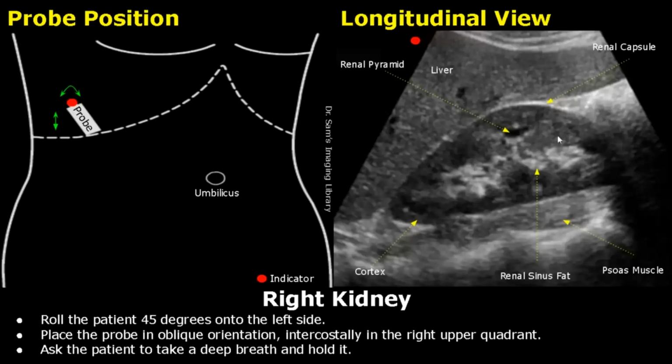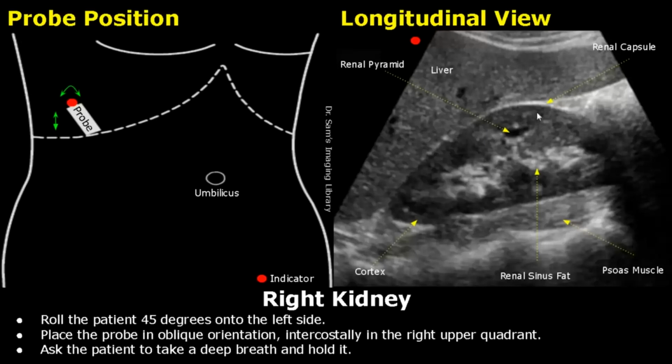Right kidney is scanned through the liver. This is the upper pole of the kidney. It will always be seen in the left half of the image. And this is the lower pole of the kidney. It will be seen in the right half of the image.